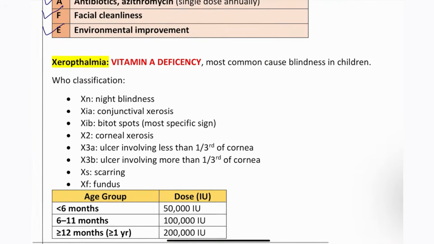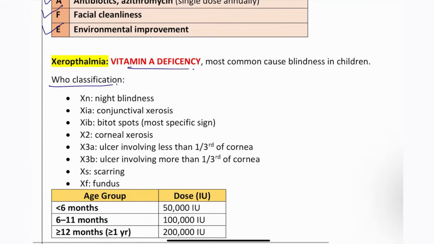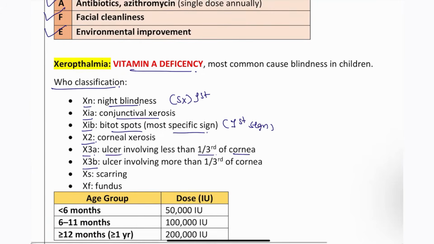Vitamin A deficiency, the classification given: XN for night blindness, X1A conjunctival xerosis, X1B Bitot's spots. This is the most specific sign. This is the first symptom. Okay, first symptom. This is the first sign that you are going to see. Corneal xerosis X2, X3A is less than one-third of the cornea ulceration. X3B is more than one-third of the cornea ulceration. XS scarring, XF fundus involvement.